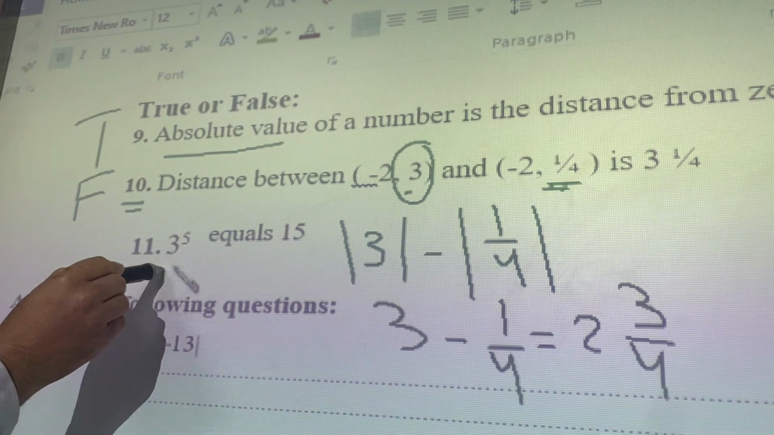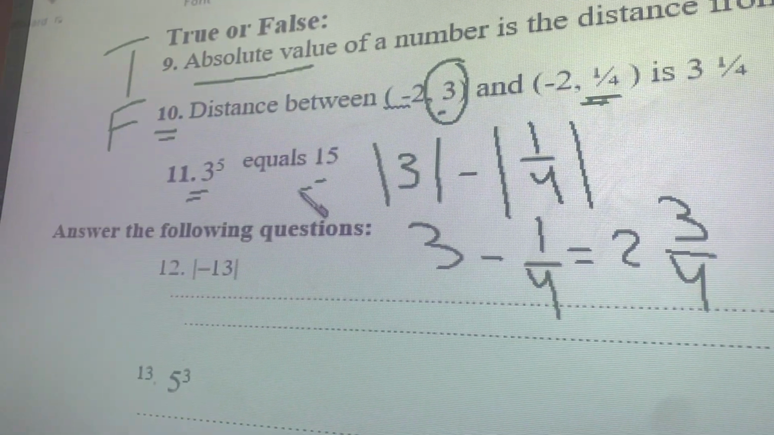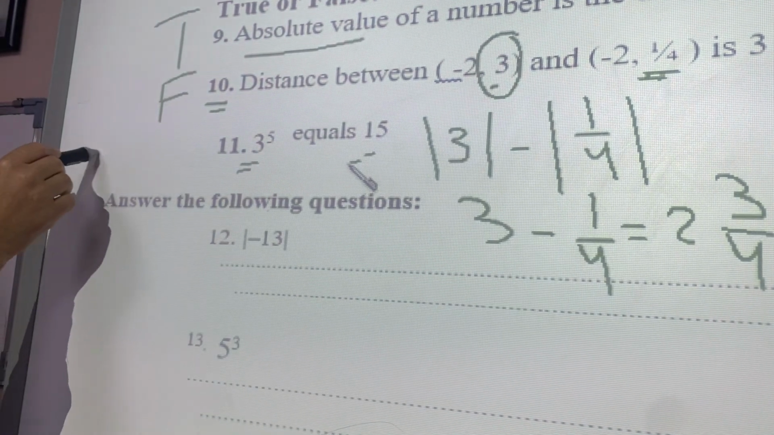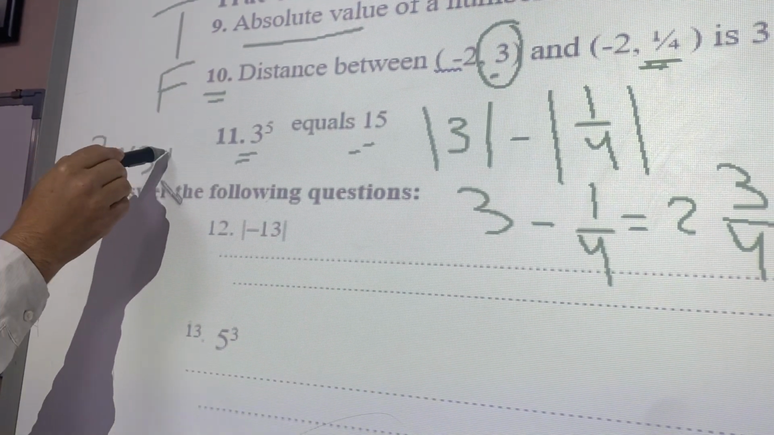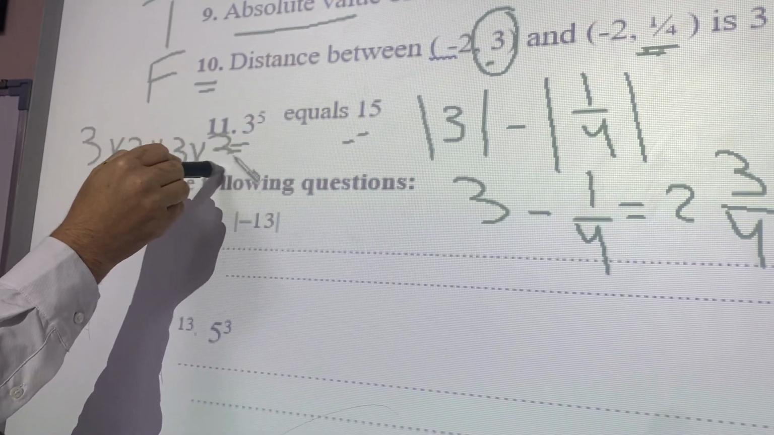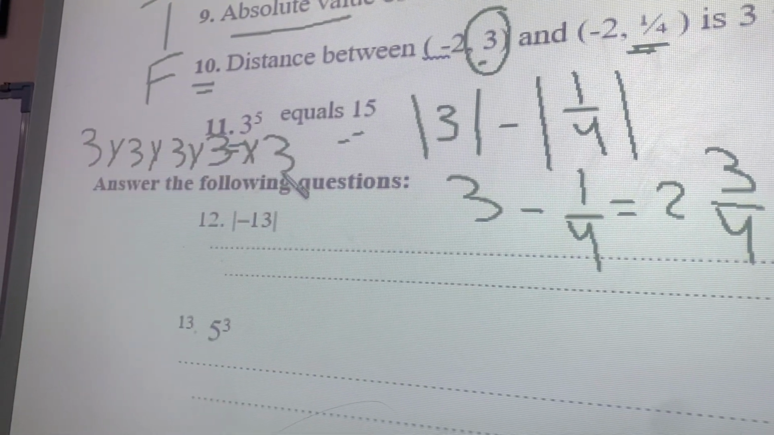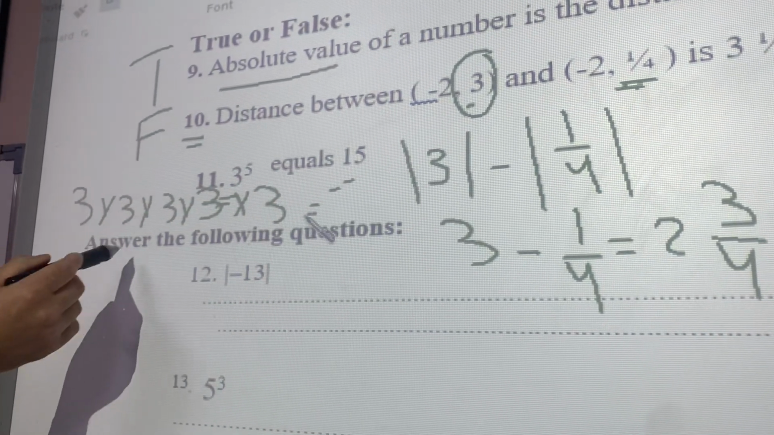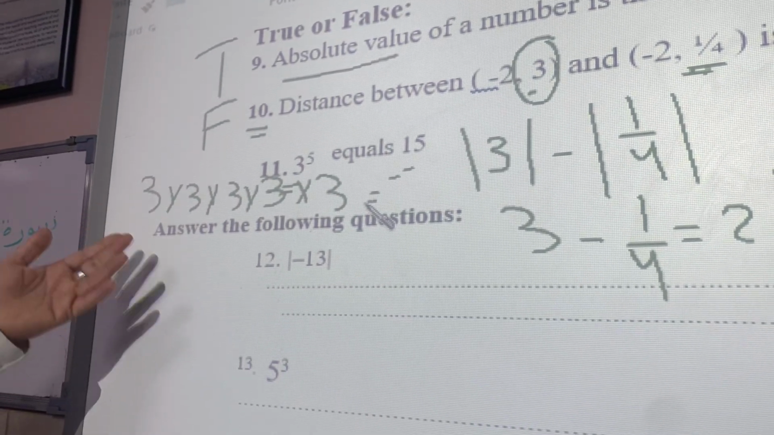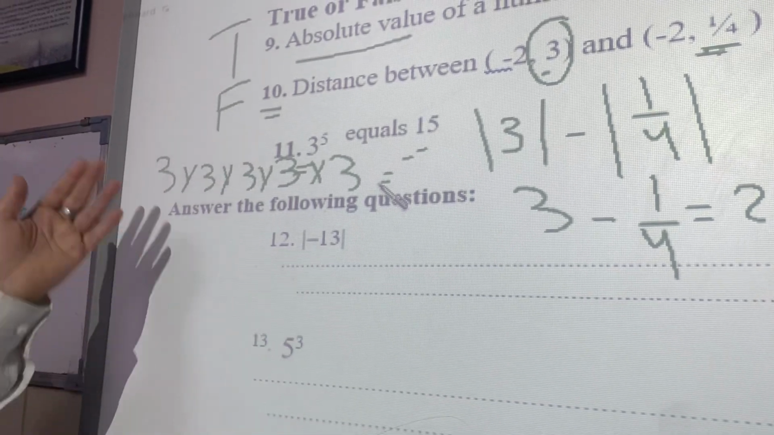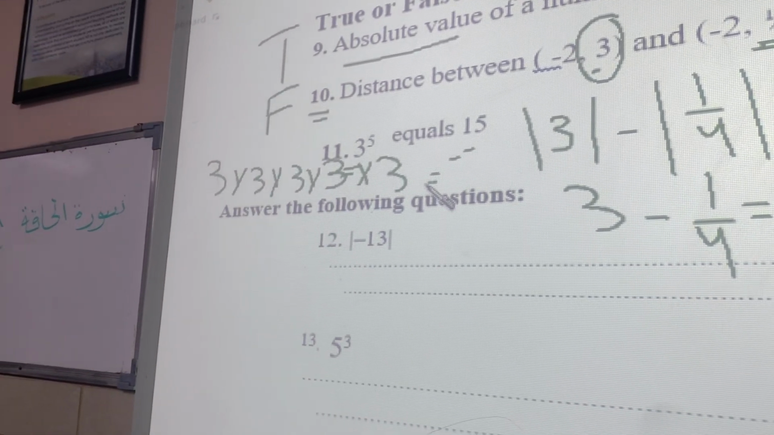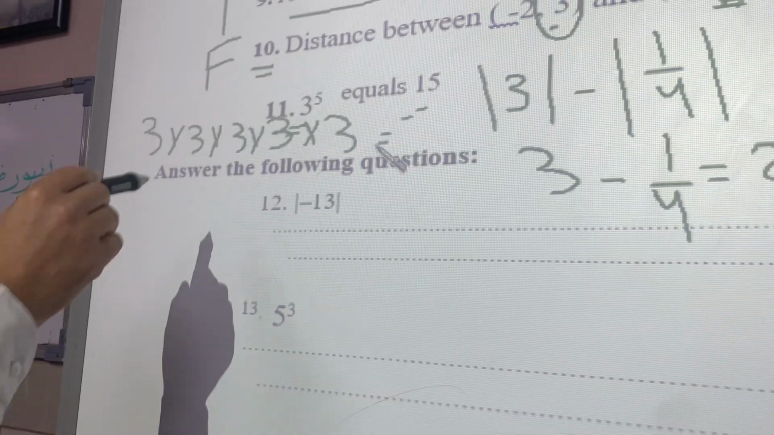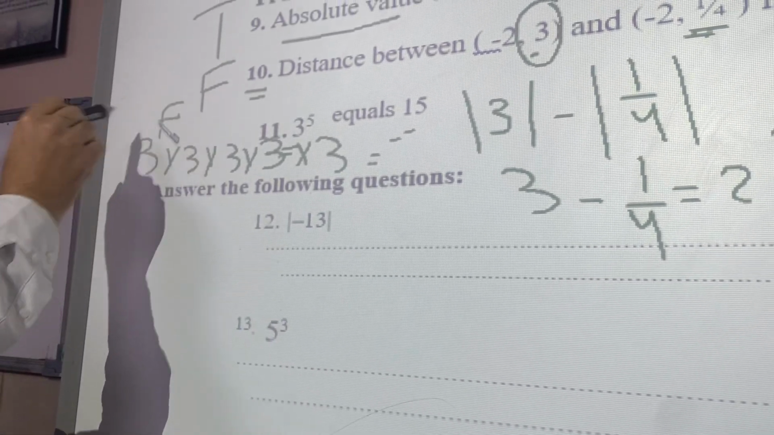Now 3 power 5 equals 15. This is false because he multiplied 3 by 5. But 3 power 5 means 3 multiply 3 multiply 3 multiply 3 multiply 3. How many times? 5 times, yes? Which is not 15. Because 3 times 3 is 9, times 3 is 27, times 3 is 81. Then we continue, but it's not 15. So the answer will be false.